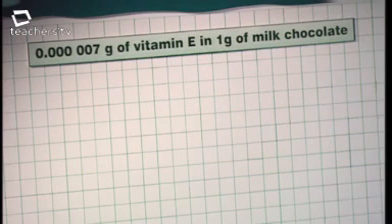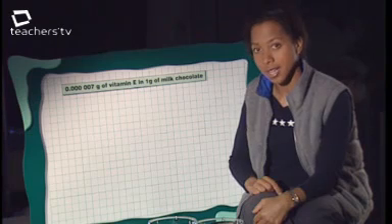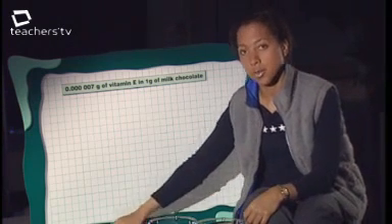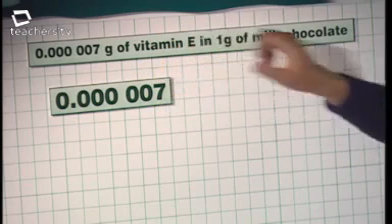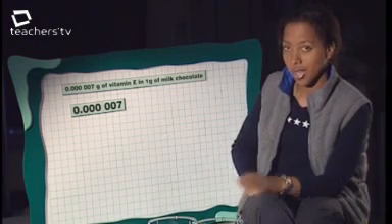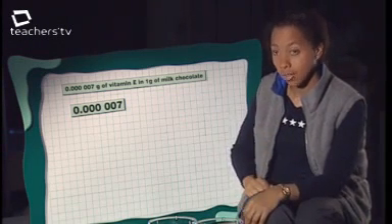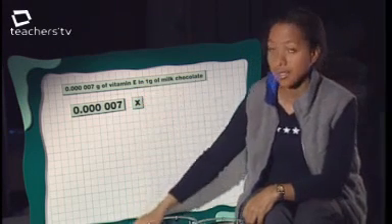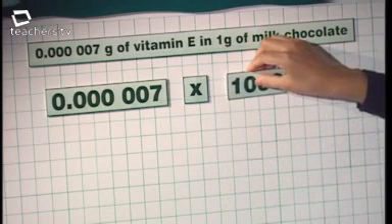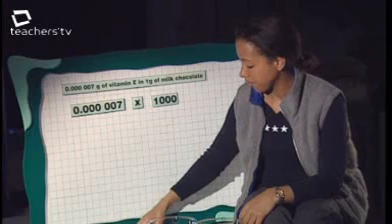Now, in maths exams, you're often asked to multiply numbers that are in standard form. So you might be asked, for example, if there's 0.00007 grams of vitamin E in 1 gram of milk chocolate, how much is there in 1 kilogram? Now, 1 kilogram is 1,000 grams, so you need to multiply that by 1,000.